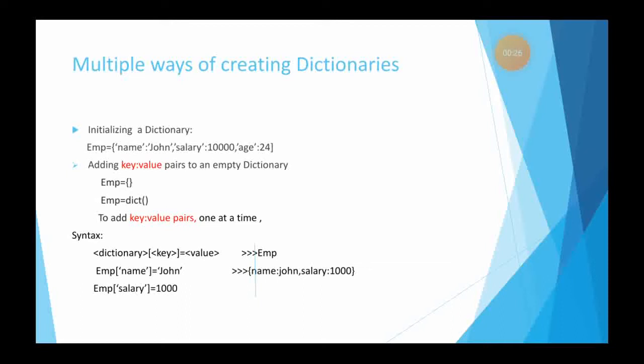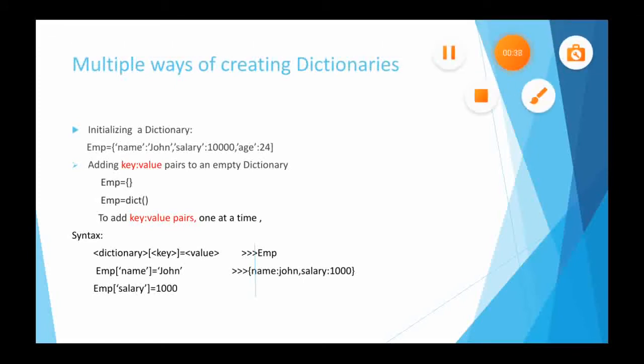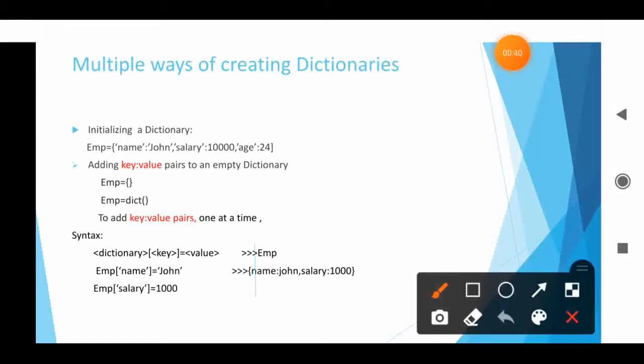Let us discuss multiple ways of creating dictionaries. First, you should initialize the dictionary. How can we create a dictionary? In the last class we saw that using the function dict we can create a dictionary. Another method is to use curly braces to create an empty dictionary. So you can use curly braces or the dict function to create an empty dictionary.